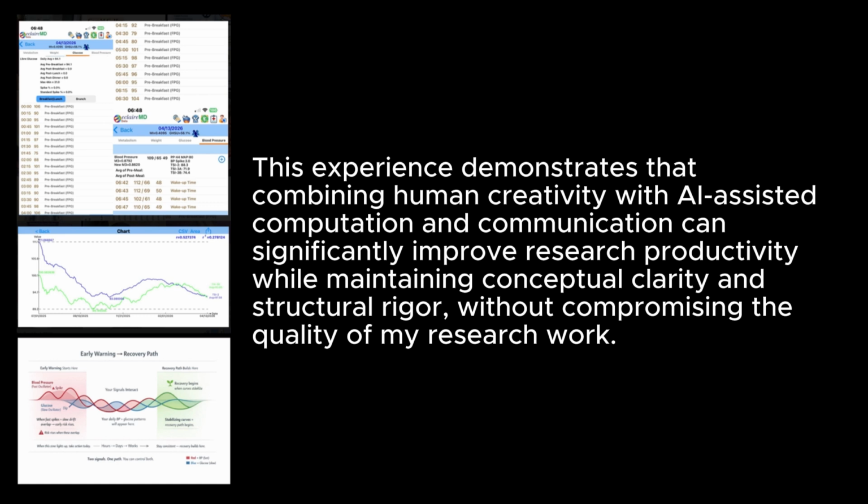This experience demonstrates that combining human creativity with AI-assisted computation and communication can significantly improve research productivity while maintaining conceptual clarity and structural rigor, without compromising the quality of my research work.